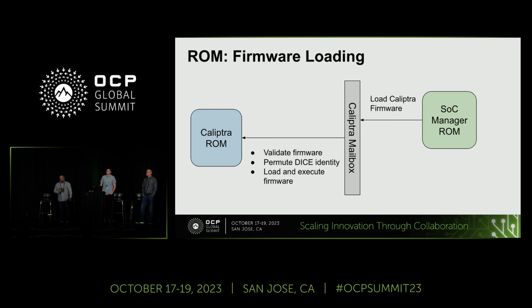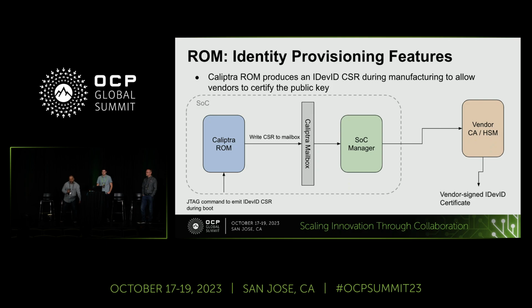Firmware loading. So Caliptra by itself is boot media independent. So the firmware is streamed from outside. There's an SoC component that pushes the firmware into the mailbox. Caliptra ROM obviously validates the firmware, mutates the DICE identity based on the firmware, and loads and executes the firmware. Right. So that is a high-level firmware loading mechanism. And among other things, we also have the ability to extract the CSRs via the JTAG mailboxes. So they can be challenged by the manufacturer, send the CSR to the CA, and get a certificate back into Caliptra.